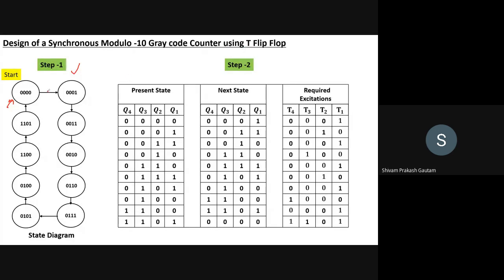Okay, so now once this is clear, this is pretty easy. That is present state, next state, and required excitation. You can see present state is represented by the 4 flip-flops, Q4, Q3, Q2, Q1, because it is 4-bit. Next state, again the same thing. So you can now compare. The first present state is 0, next state is 0, 0, 0, 1. Now you can fill the entries, and you will fill all the entries by yourself. And once you have filled the entries, you have to see the excitation.